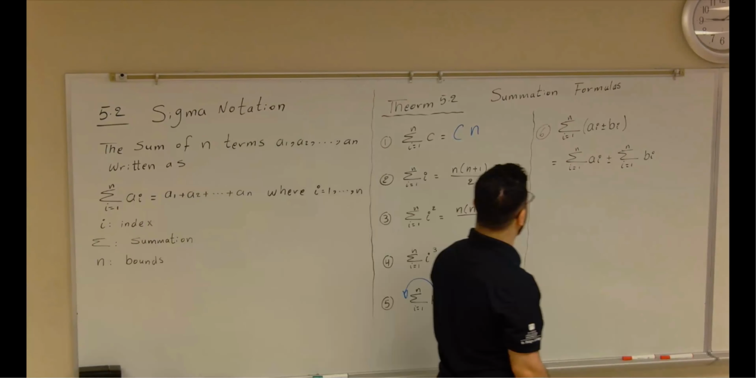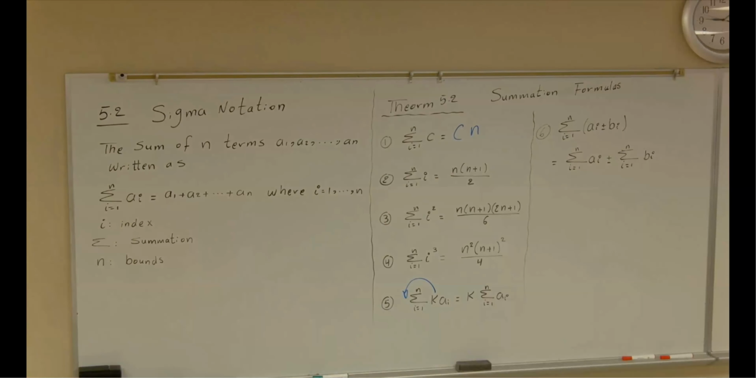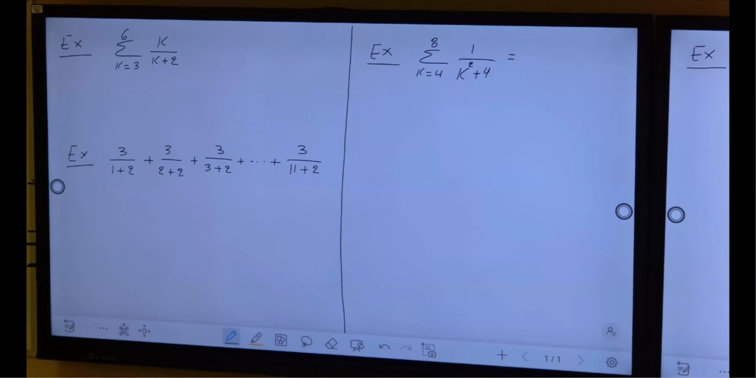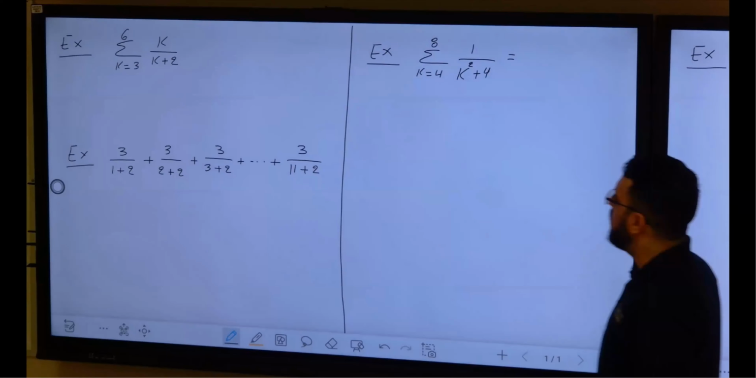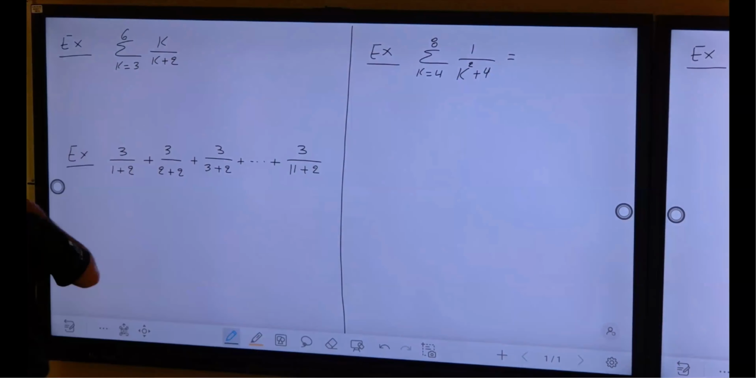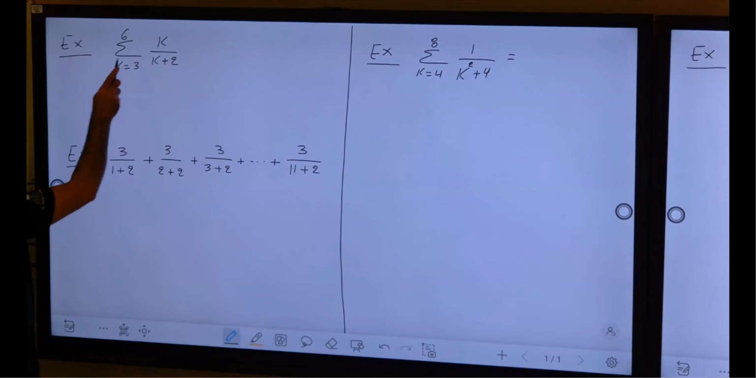It's 6 rules. Before we jump to the next board, let's do some examples. So check the first one. What are they telling you? They're telling you to write down the summation for this one, which is going to be equal to.